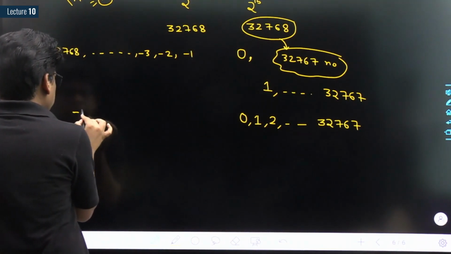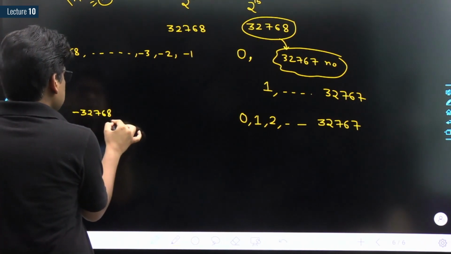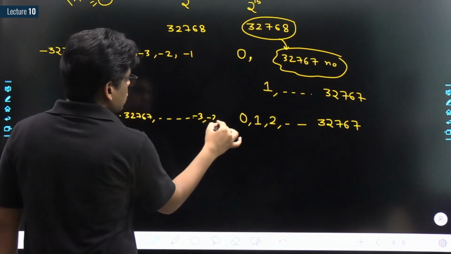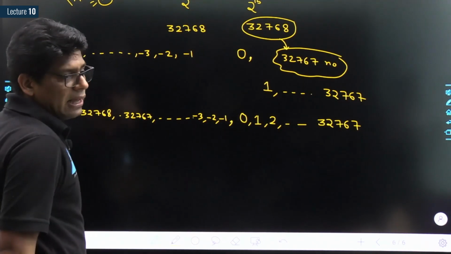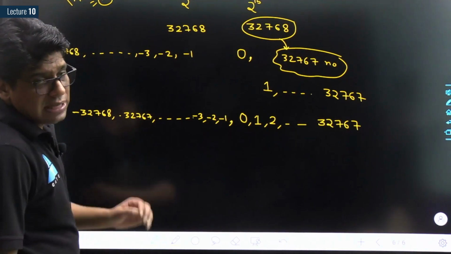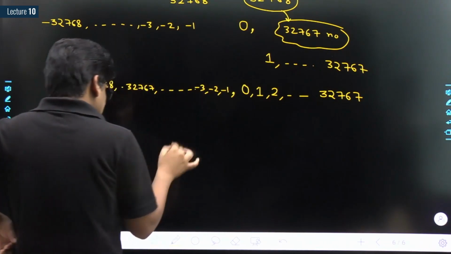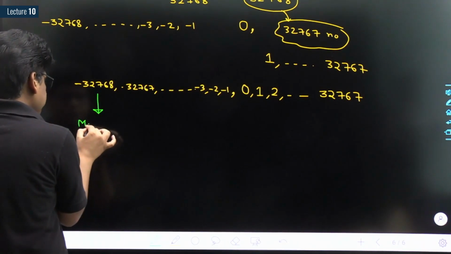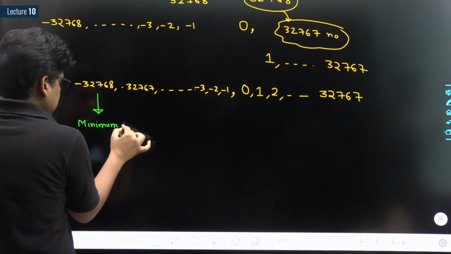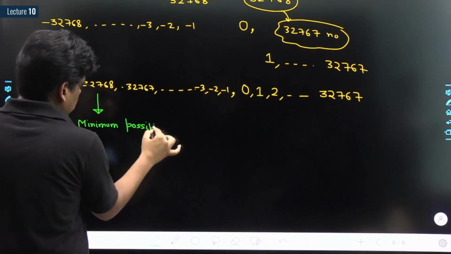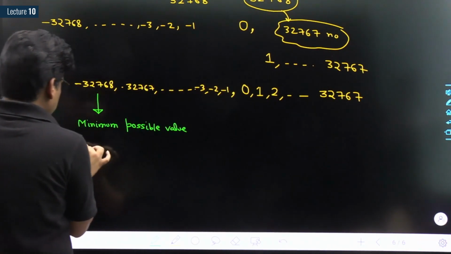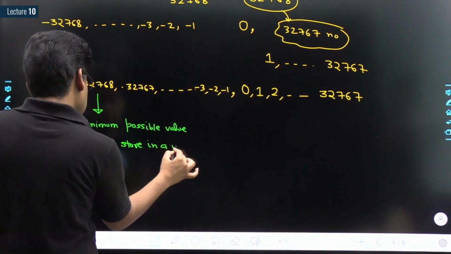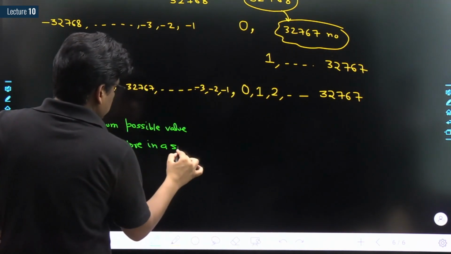So the values run from -32768 through -3, -2, -1, up to 32767. These are the allowed values for a signed short integer. If I ask what the range is, this is the minimum possible value we can store in a signed short integer.